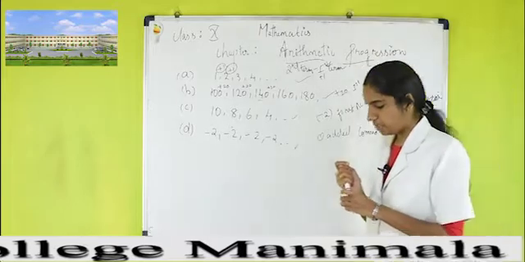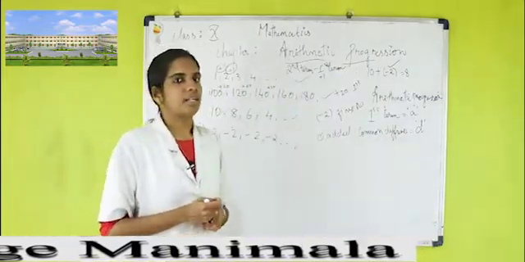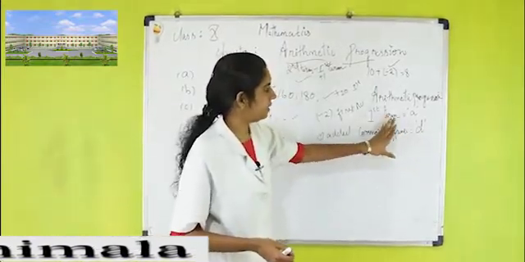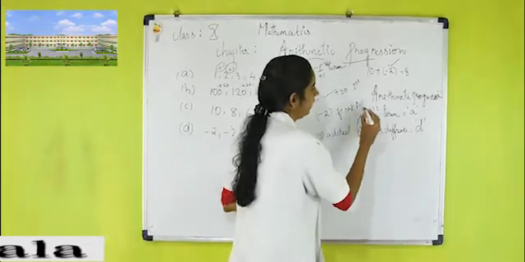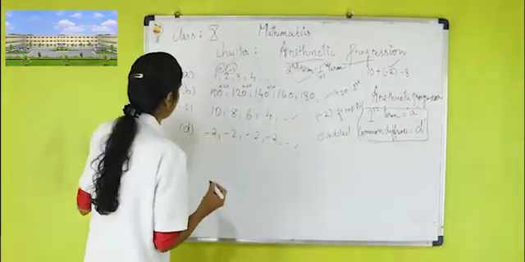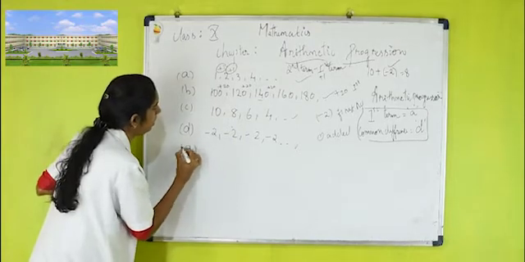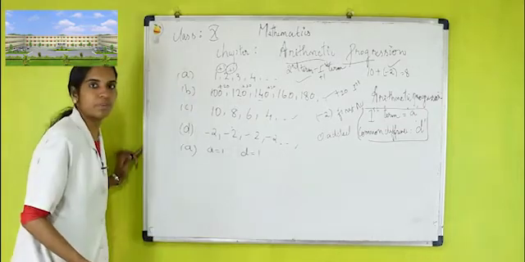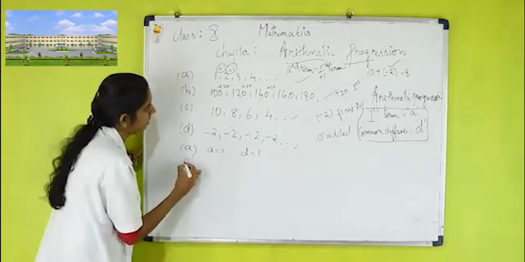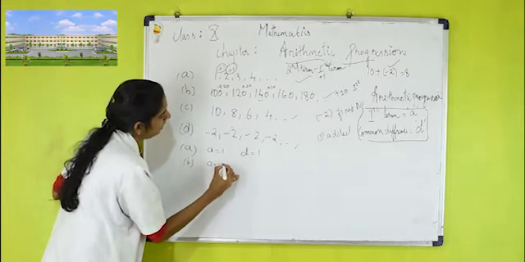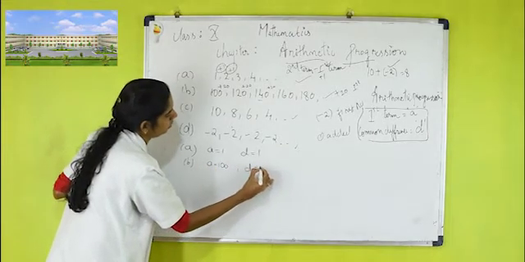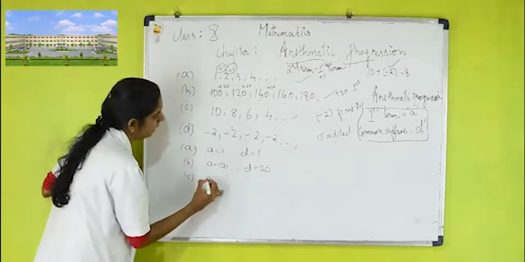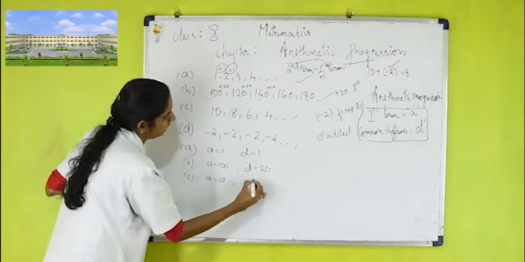So, in arithmetic progression, the common difference is generally denoted by the symbol D, and the first term is always represented by the letter small a. Suppose I consider the first example, here A equals 1 and D equals 1 also. In the second example, A equals 100 and D equals 20. And in the third example, A equals 10 and D equals minus 2.